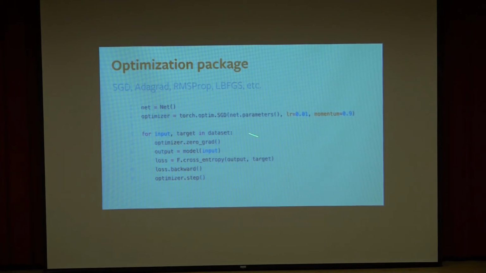Let's say it's supervised learning. You get some input and some target, and you zero the gradient buffers of your optimizer. You send the input through the model, you get some output, you apply some loss function. You call backward, which computes the gradients of all the parameters. And then you can call optimizer.step, which just does one optimization step. If it's SGD, for example, you do x minus learning rate times dx.